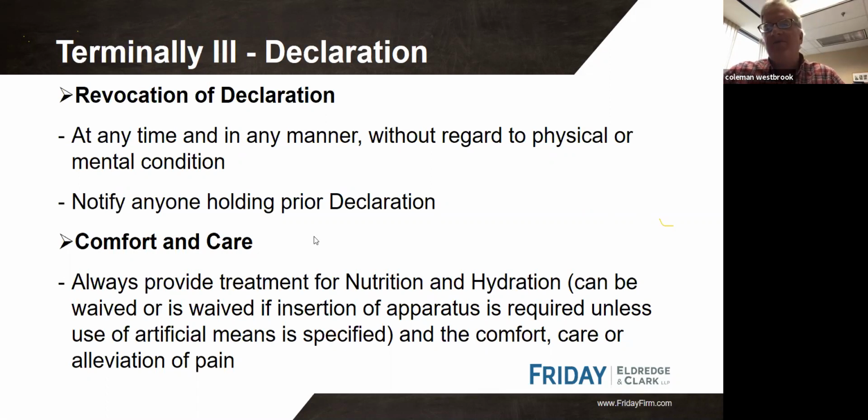Here's where everyone has their own little spin on this: to what level do you want nutrition and hydration? People have different approaches to that. Our statute allows you to pick how much or how little you want. You're always going to be given comfort, care, and alleviation of pain. So in any scenario, if you choose no life-sustaining effort or the maximum life-sustaining effort, you'll always be provided comfort, care, and alleviation of pain. The question for most of my clients is the feeding tube. Do you or do you not want that? People will debate to what extent they want nutrition and hydration, and you need to be clear as to your position on that in this document. Next slide.